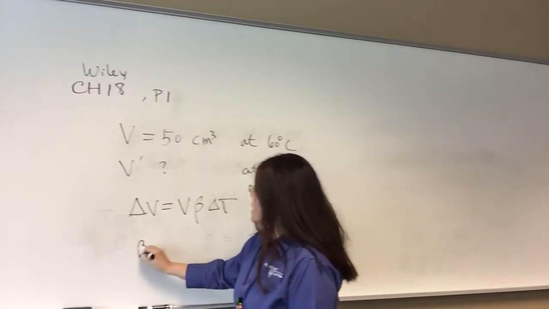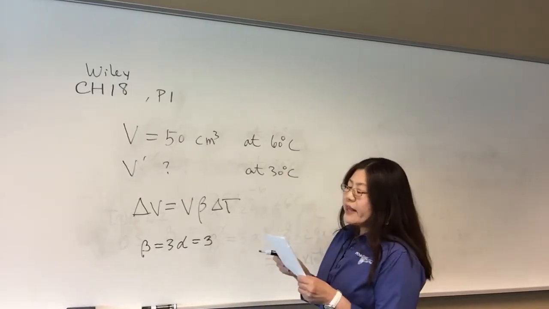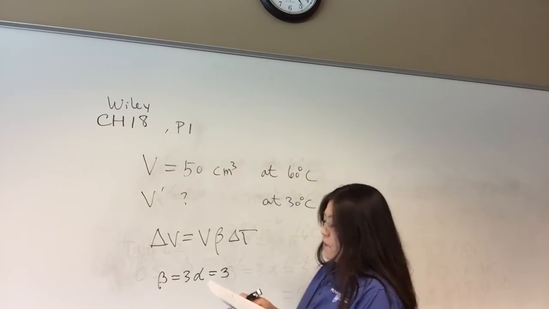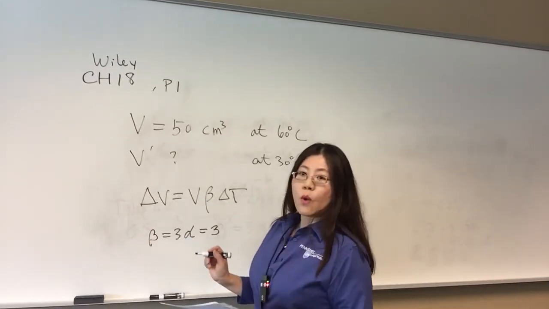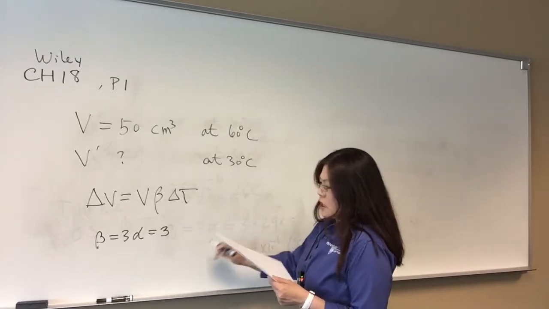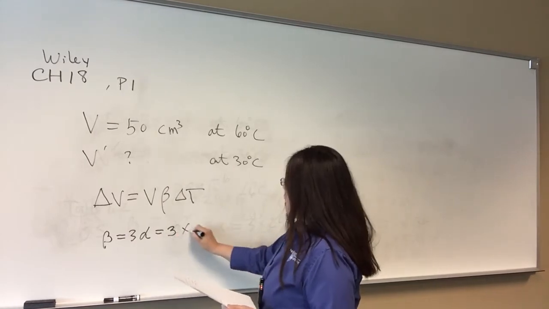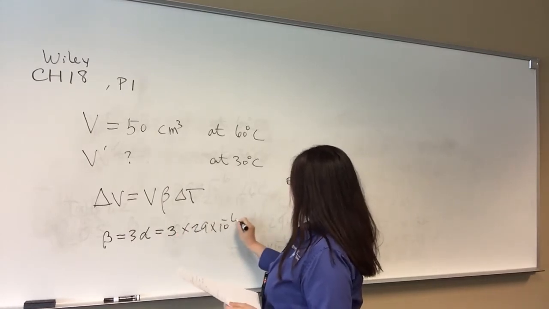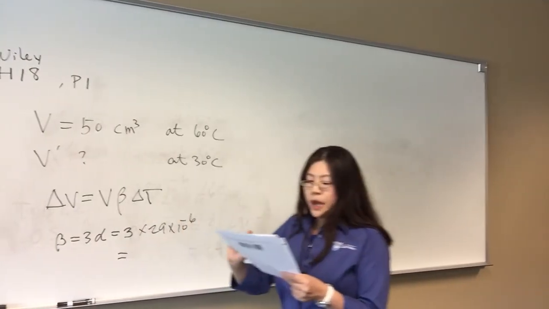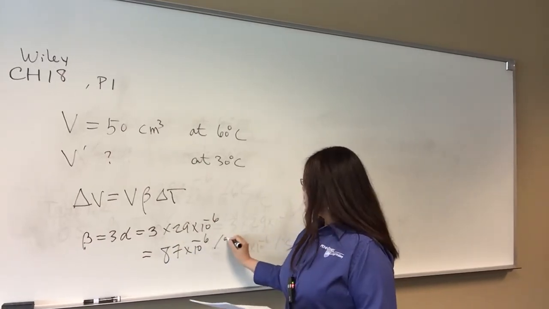And beta, we know, is 3 alpha. So ultimately, we need to know what alpha is. To find alpha, you need to check the book from OpenStax, University Physics Volume 2, Table 1.2. That will give you the coefficient of expansion. Once you check the book, you'll find that alpha is 29 times 10 to the negative 6. Multiply that by 3 and you get beta. So beta is 87 times 10 to the negative 6 per degree Celsius.